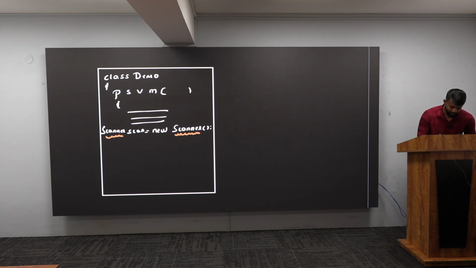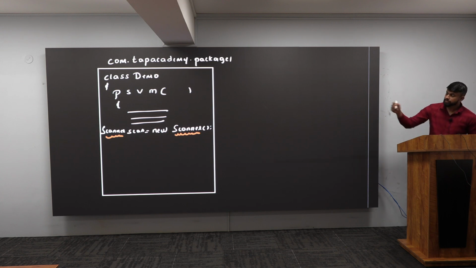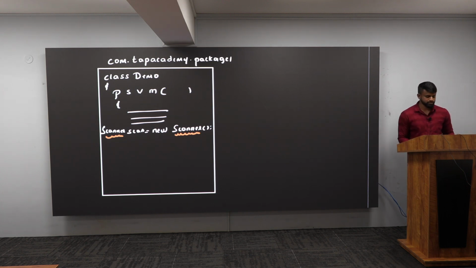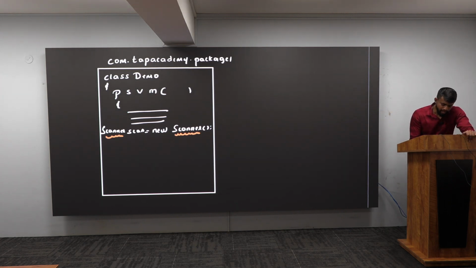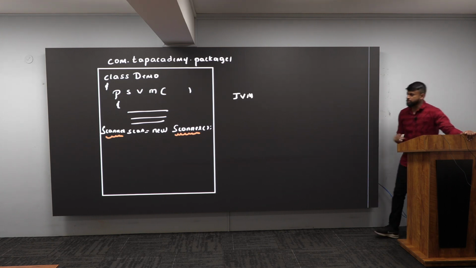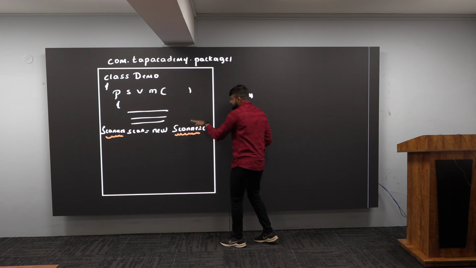Watch it. Now, this program is present inside one package, com.tapacademy.package1. That is where your program is present. Very good. Okay, sir, that is fine. But why is that error? Watch it. Now, you are creating a scanner object. Very good. Who will create the object in Java? JVM.